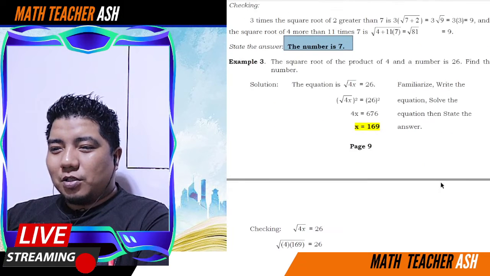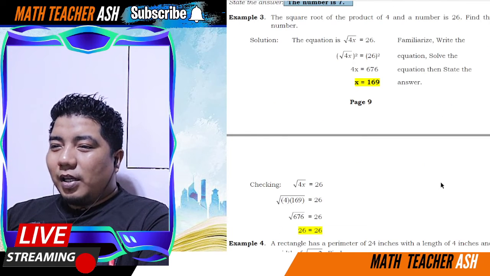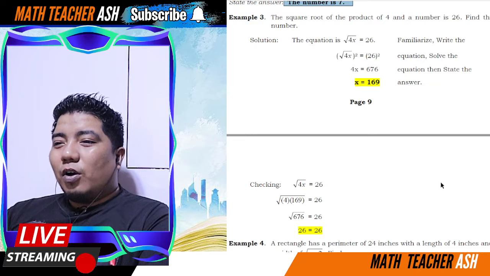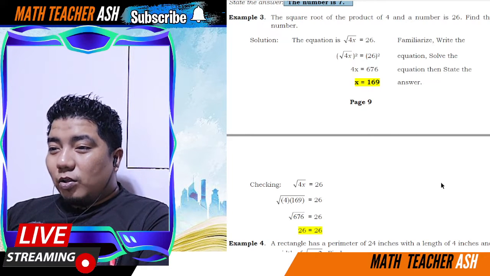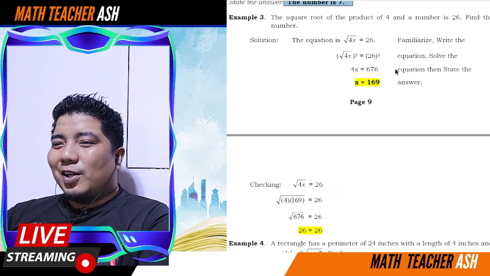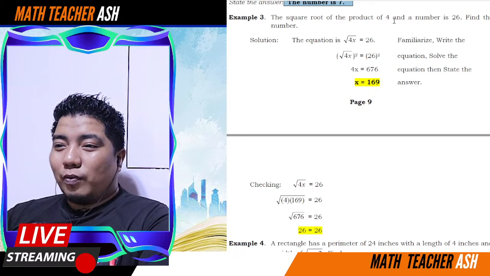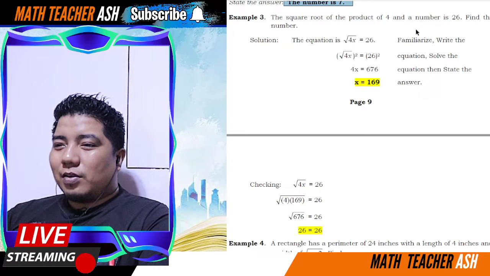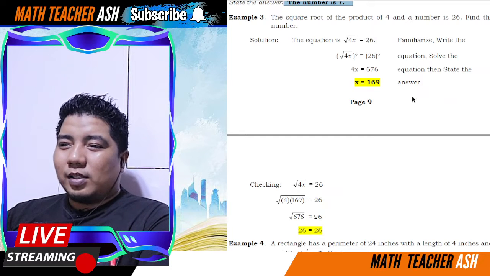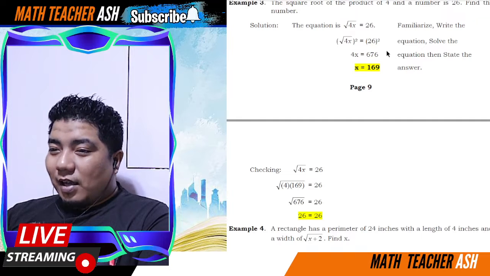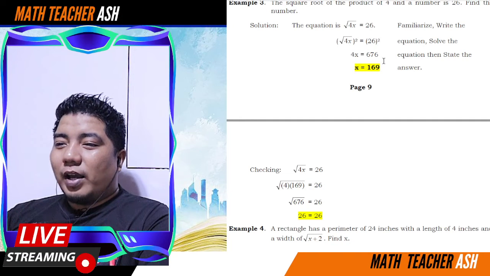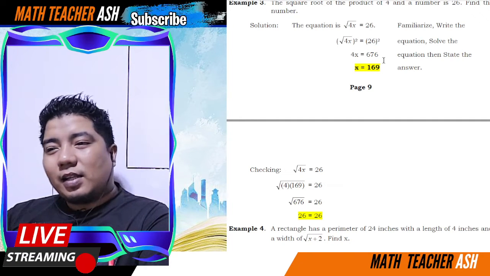Okay. Example number 3, the square root of the product of 4 and a number is 26. Okay. So, product, multiplication. So, 4 and a number that is x. Okay. So, 4x. Square root of 4x equals 26. The same concept lang. Square both sides. Cancelled ang square root. Bring down 4x. 26 times 26. That is 676.